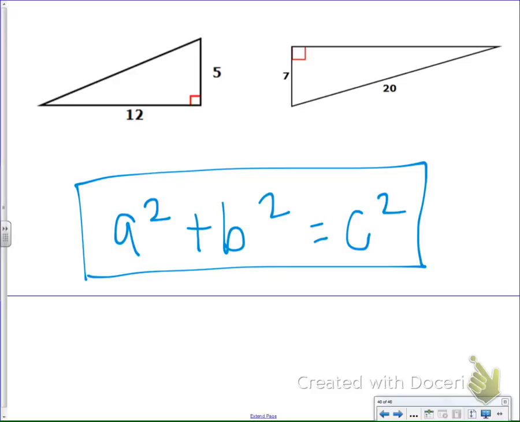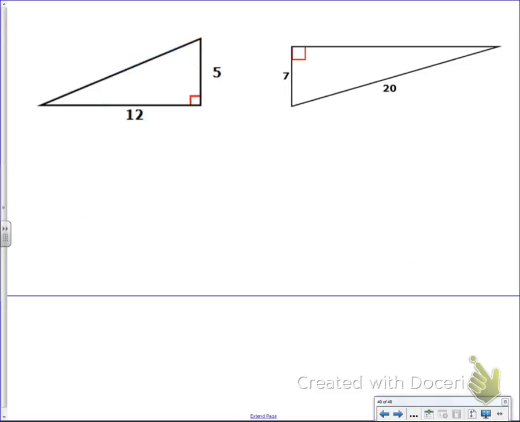So I'm going to call my a this side and b this side, right? Doesn't matter which one goes where, but they have to be the two sides that make the right angle. The longest side, or the side across from the right angle, is always going to be your c, and that is your hypotenuse. So that always has to be there. a and b can be either way, but c always has to be the hypotenuse and will always be the longest side. So, knowing that, let's go ahead and put our Pythagorean theorem to use.